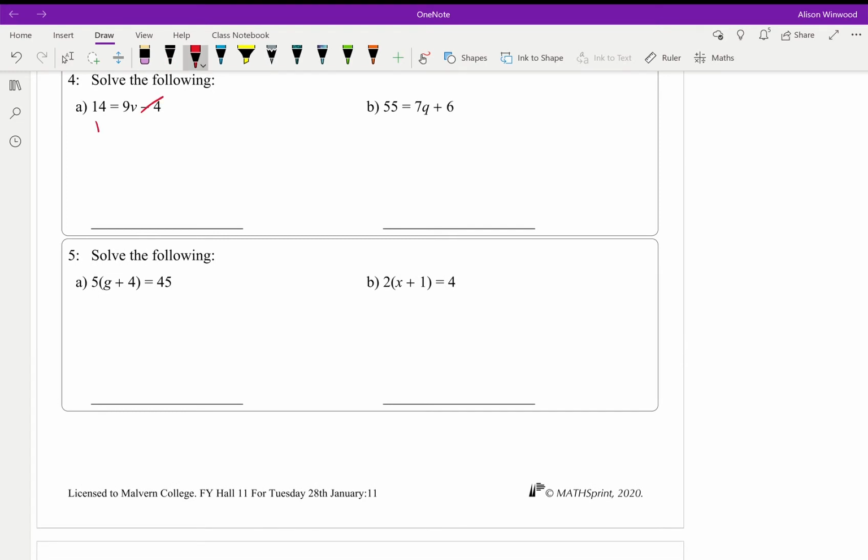Opposite of subtract is to add. Opposite of multiply is divide. Opposite of add is subtract. Opposite of multiply is divide.